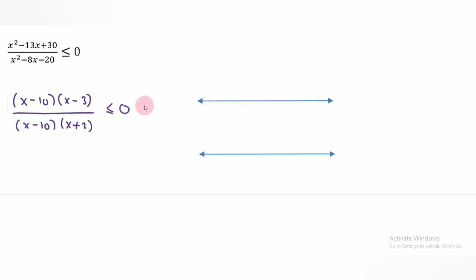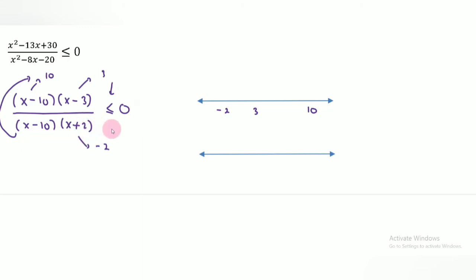So how many zeros do we have in total? The first zero is 10, but it comes from 2 factors. The second zero is 3, and the last zero is negative 2. So we have negative 2, 3, and 10. Because the inequality sign is less than or equal to, before we go to that, let's go to all the factors on the denominator.